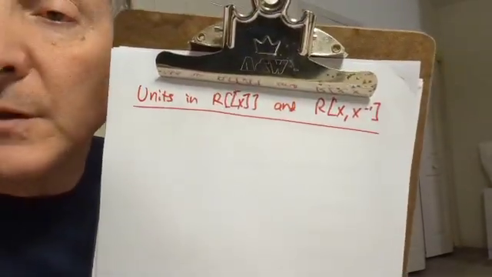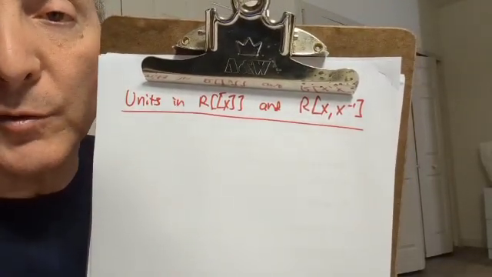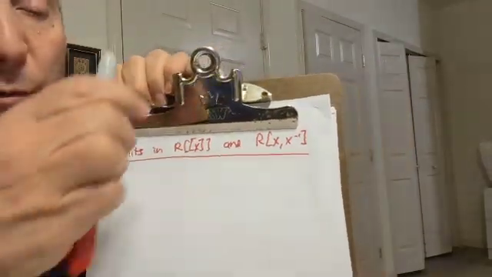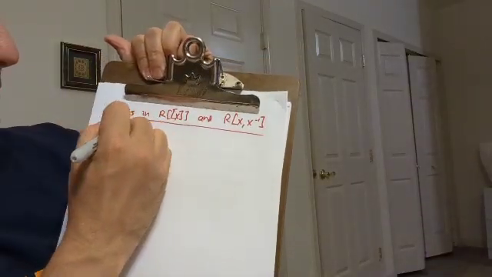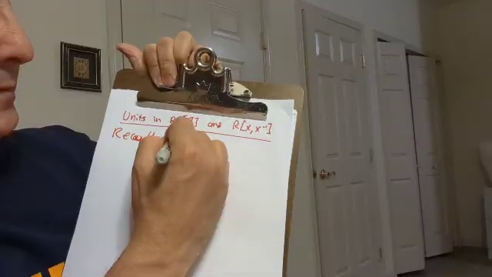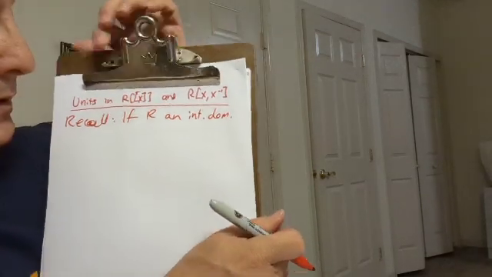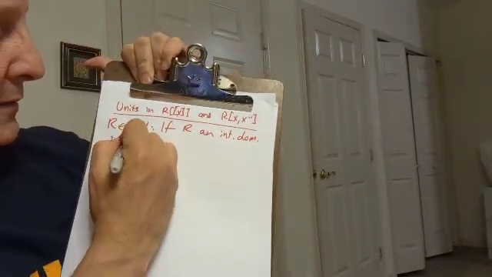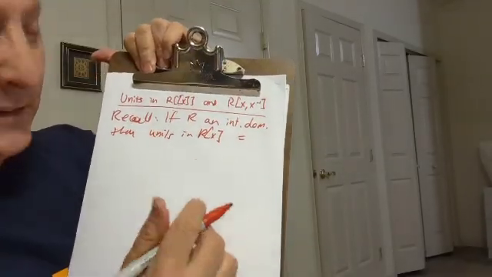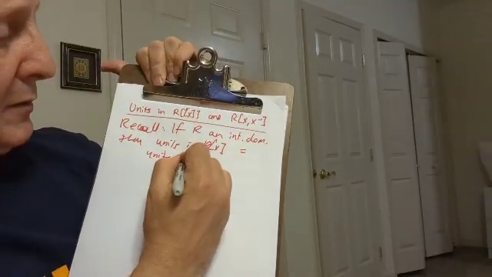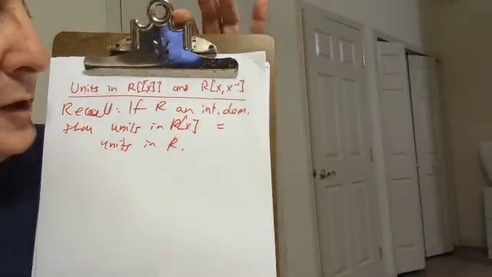Let's talk about the units in the ring of formal power series over an integral domain R and the ring of Laurent polynomials over a ring R. Now recall that if R is an integral domain, then the units in R[X] are exactly the same as units in R. That is, adjoining that new element X and making polynomials doesn't give us any more units.